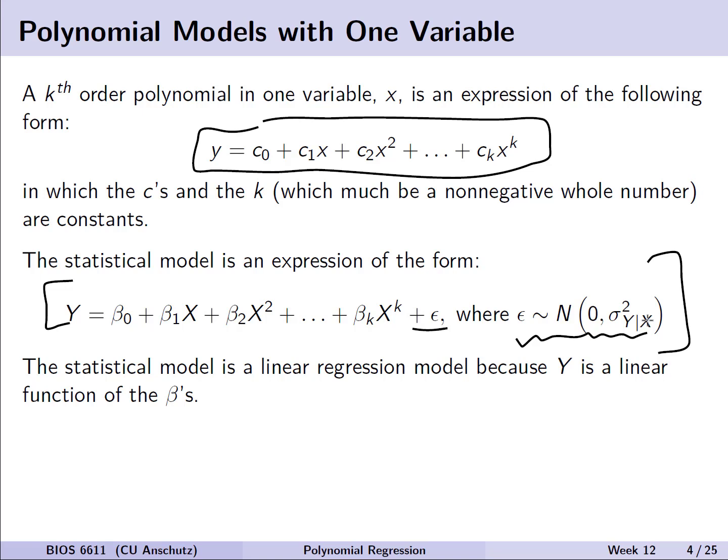One important thing to note that may seem a little counterintuitive, especially as we see some examples moving forward, is that the statistical model we're talking about is still a linear regression model, because the y is a linear function of the betas, even though the predictors have this polynomial trend or relationship.